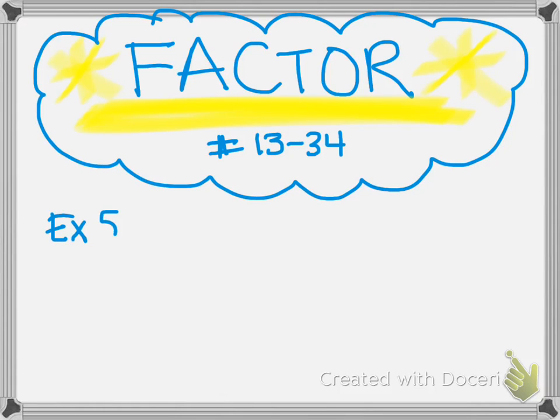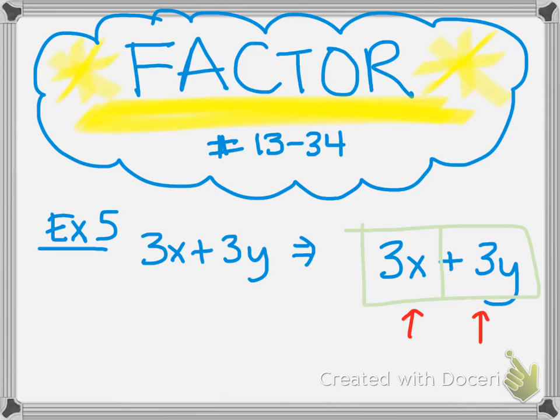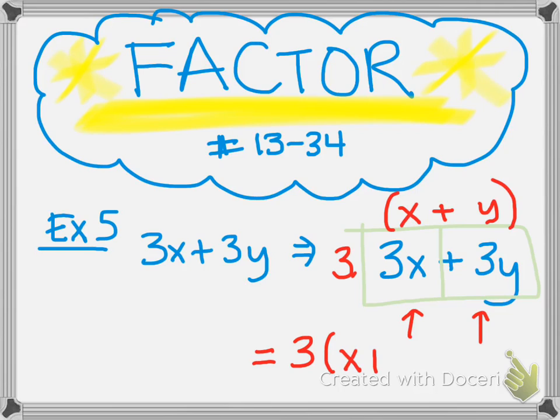So example 5 is 3x plus 3y. What I want you to do is take the 3x plus 3y and put it in a box. They're going to go inside the multiplication box. Now you're going to find a number that divides into both of these. A number that goes into both is 3. 3 times what number gives us 3x? x. 3 times x gives us 3x. Plus 3 times what gives us 3y? That's y. So this goes in the parentheses and the 3 is outside. So the answer is 3 parentheses x plus y. So basically factoring is just going backwards on distributive property.